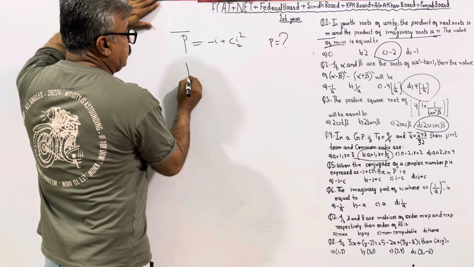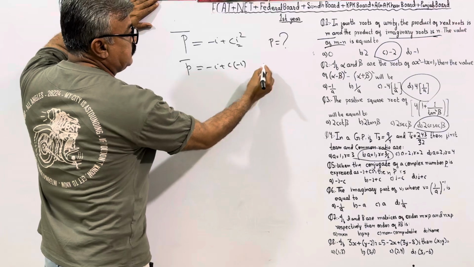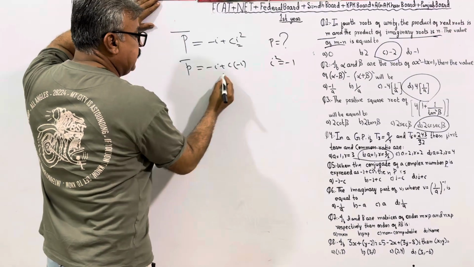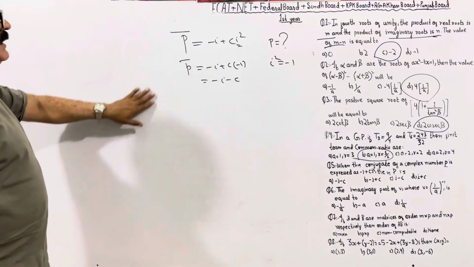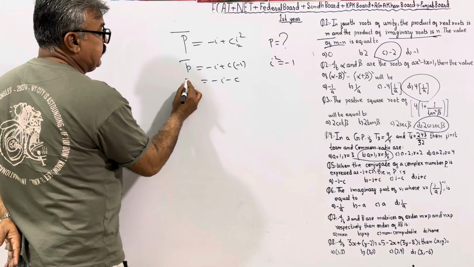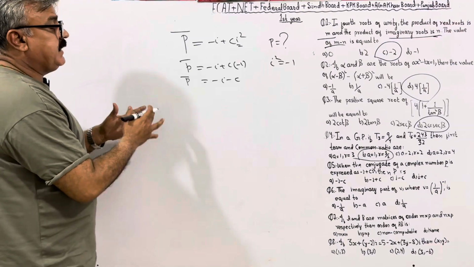Iota square is equal to what? We are familiar, iota square is equal to minus 1. It will become minus iota minus C. That is the value of P conjugate. We are interested in P.